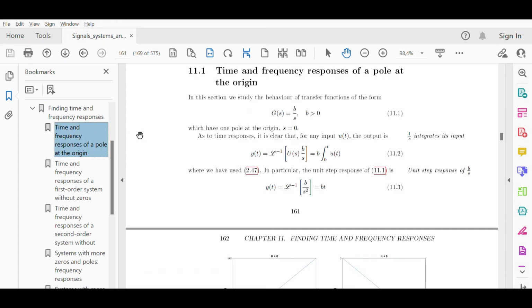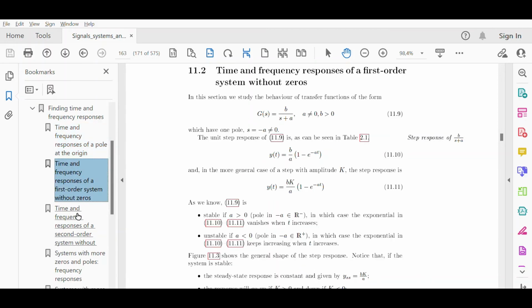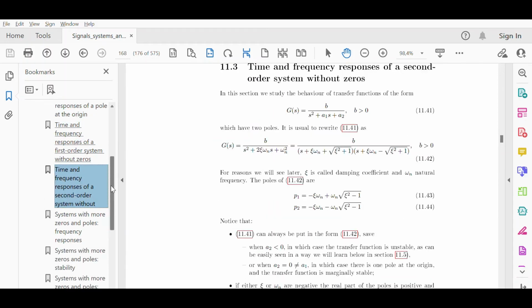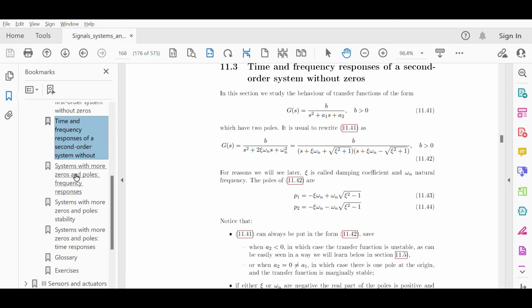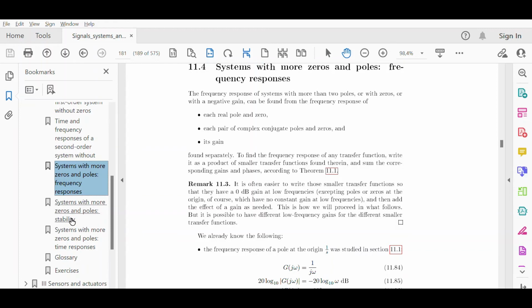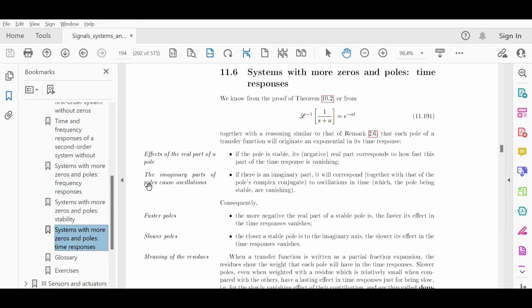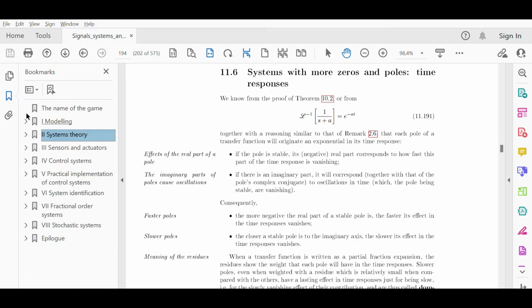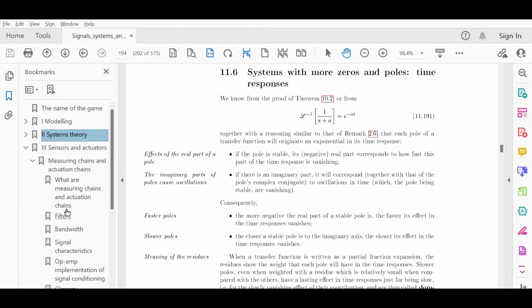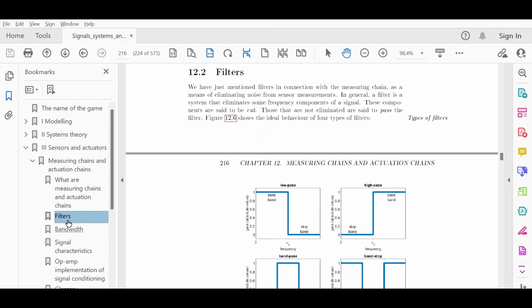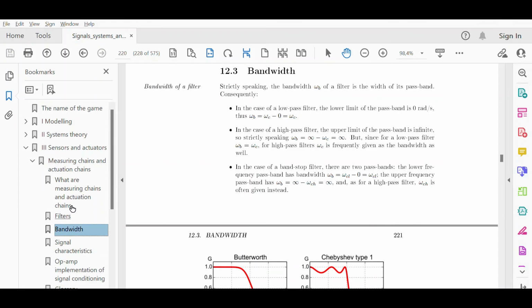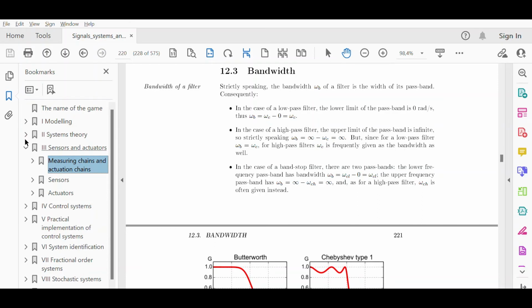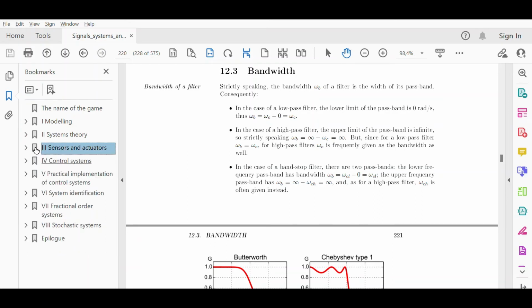In the last chapter in part 2, we have other things you need to know. Time and frequency responses of transfer functions with pole at the origin, a pole somewhere else, second order systems, and then how you can find responses in frequency and in time for systems with several poles and zeros. Here in part 3, you must have basic notions about filters and bandwidth in chapter 12, sections 12.2 and 12.3. The other sections in this chapter and the other chapters in this part are not necessary.